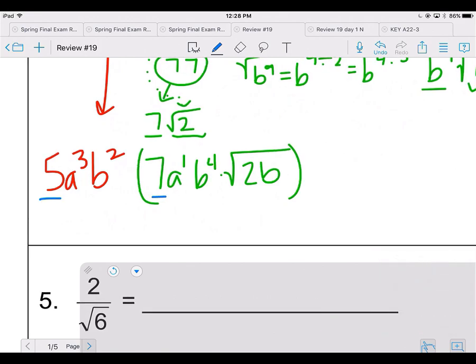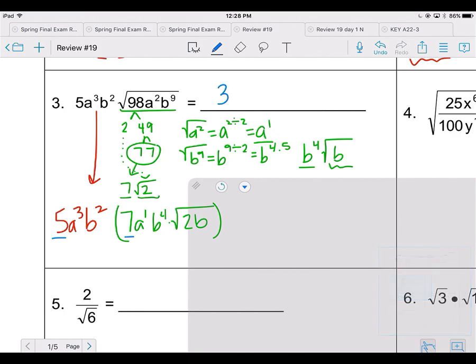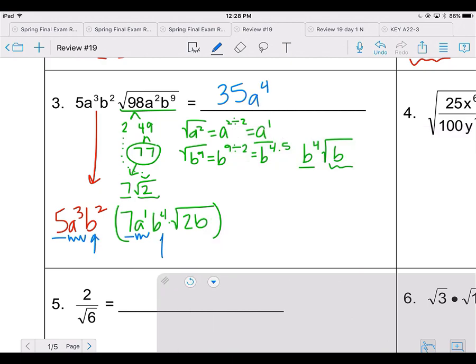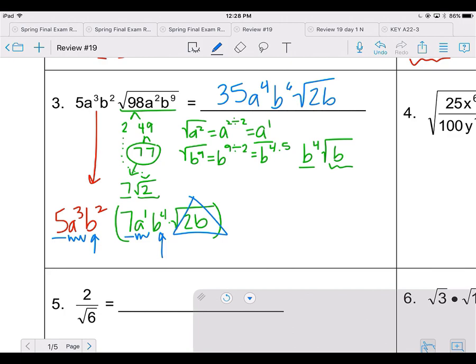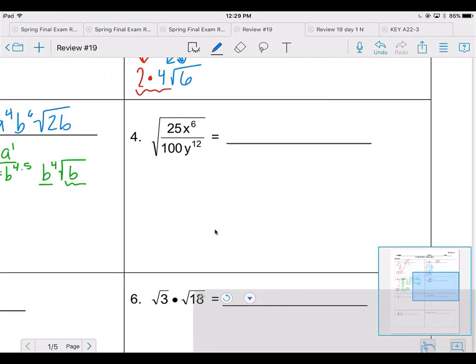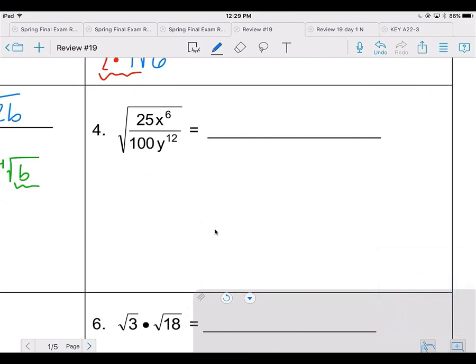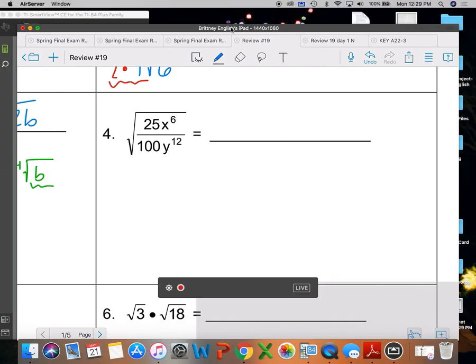From here, I multiply the big number, so 5 times 7 is 35. And add the little exponents. So a to the 3 plus 1 is 4. B to the 2 plus 4 is 6. And then the square root of 2b stays exactly the same because I have nothing else under the square root to change. Remember that for all of these problems, anything you bring outside, anything that is already outside, anything that stays inside, you multiply unless you see a plus or minus sign in your problem. So we do lots of multiplication with this unit.